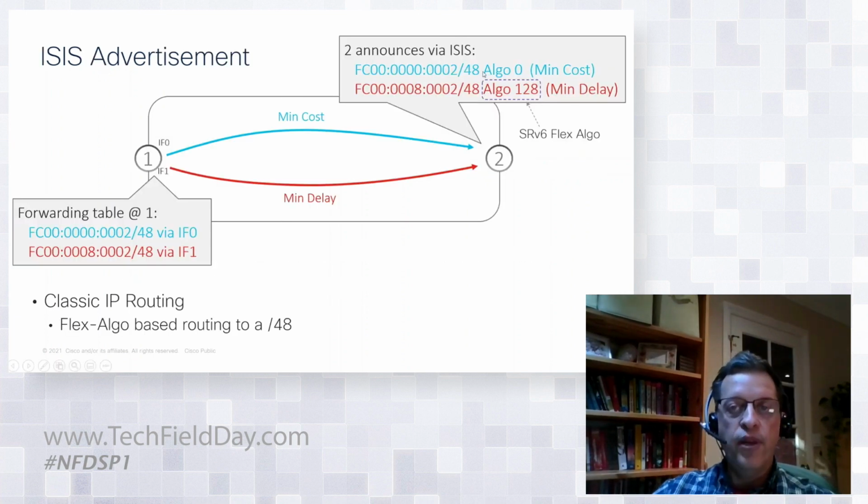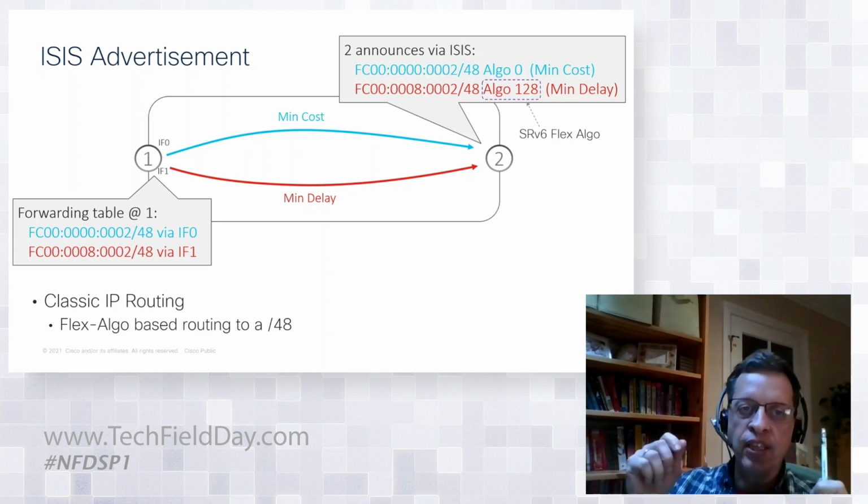Those 2 /48 prefixes, because they're really prefixes, will be advertised in ISIS, and a router on the opposite side, like router number 1, in its forwarding table is going to program a FIB entry on how to get to 2: for the prefix in blue /48, for example, if the IGP computed via interface 0, and another prefix in red /48 via interface 1. They represent different paths in the network.